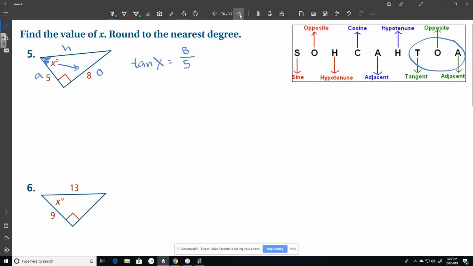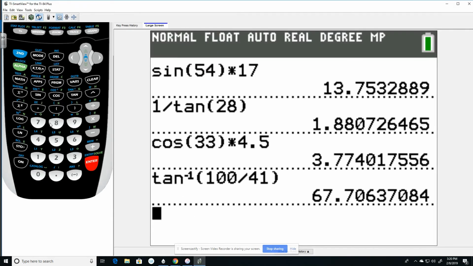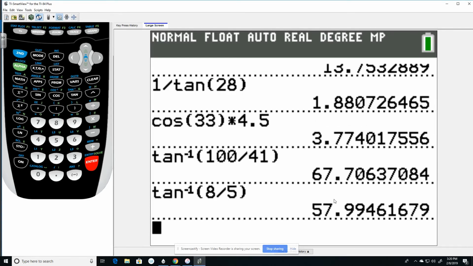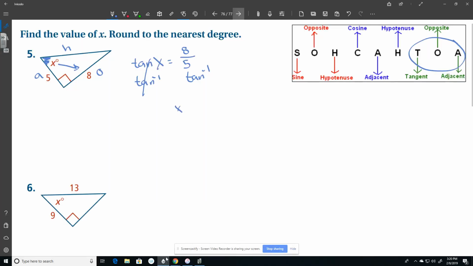And to get rid of tangent, I do inverse tangent to both sides. So inverse tangent of 8/5. So in my calculator, second tangent to get the inverse of 8/5. And it gives me 57.99, which is about, X is going to be about 58 degrees. You're not going to get very nice numbers on these, so be careful. The problems on the homework are going to tell you how to round it, but you are going to have to do some rounding one way or the other.